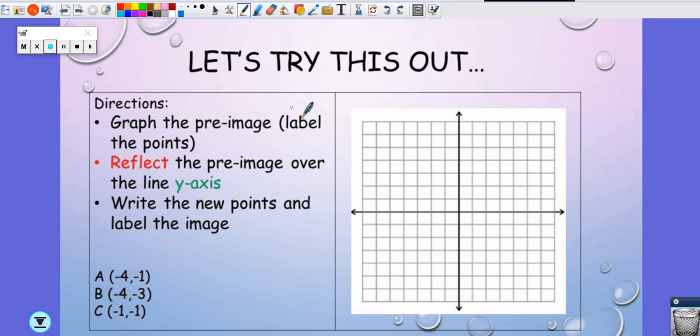Okay, it says graph the pre-image and label the points. Now this time we're going to reflect over the y-axis, and then we're going to write those new points. So I'm going to graph my points first, my pre-image. So that's -4, -1, that's A. And then -4, -3, 1, 2, 3, that's B. And then -1, -1, and that is C. So here we go. This is my pre-image.